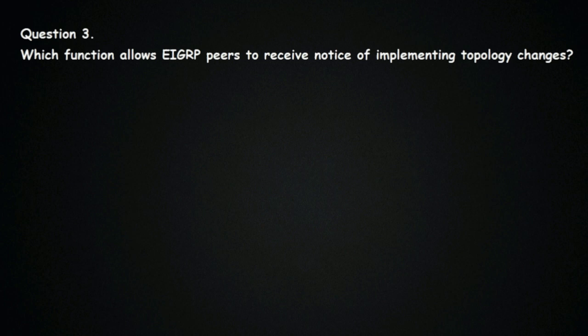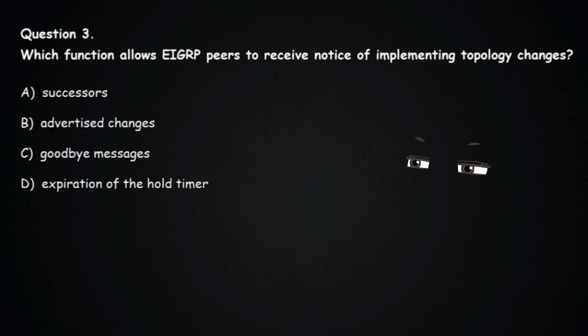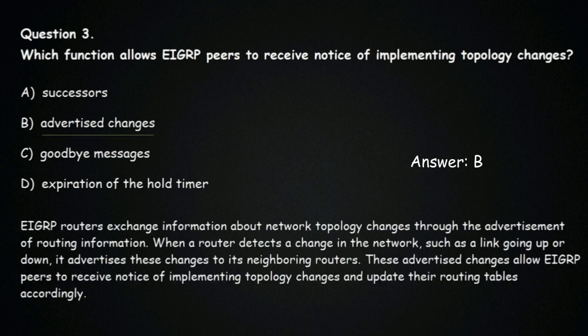Question 3. Which function allows EIGRP peers to receive notice of implementing topology changes? Options. Answer is B. Advertised changes. EIGRP routers exchange information about network topology changes through the advertisement of routing information. When a router detects a change in the network, such as a link going up or down, it advertises these changes to its neighboring routers. These advertised changes allow EIGRP peers to receive notice of implementing topology changes and update their routing tables accordingly.